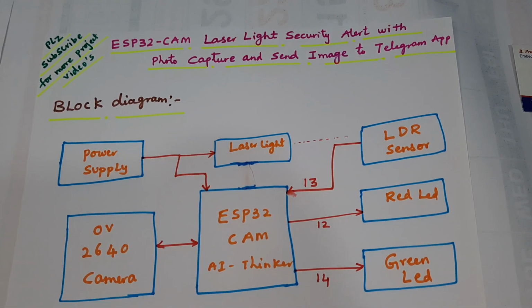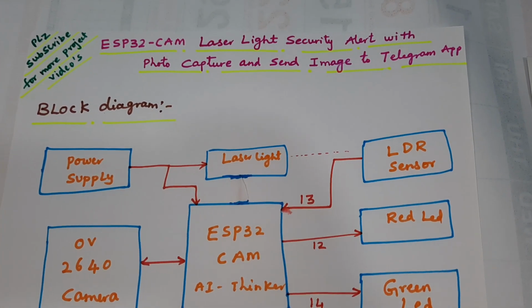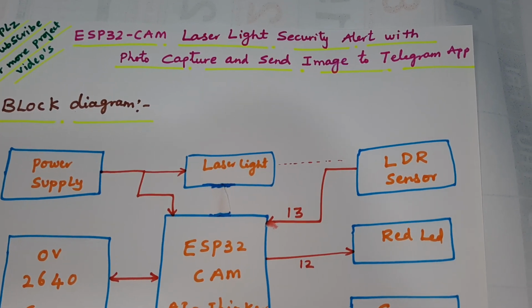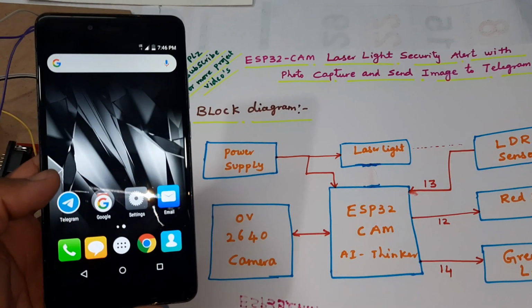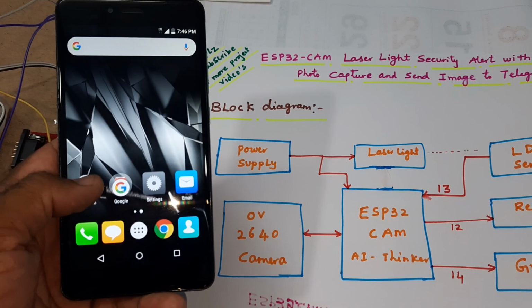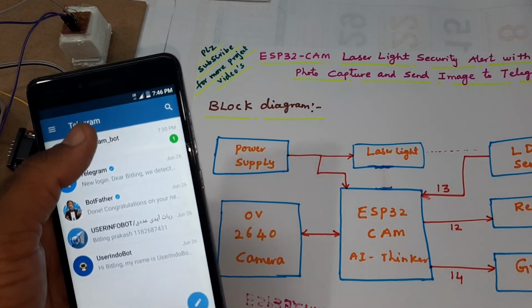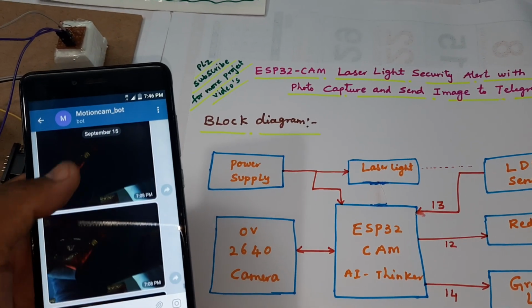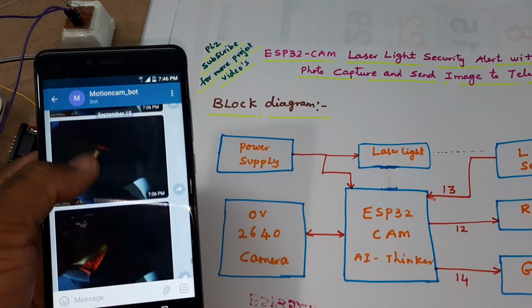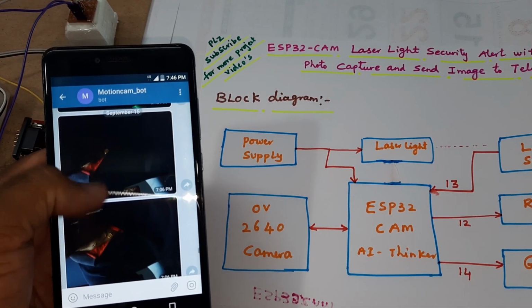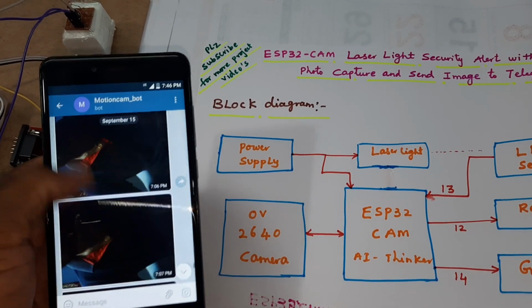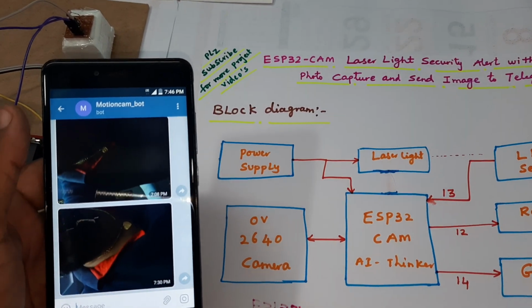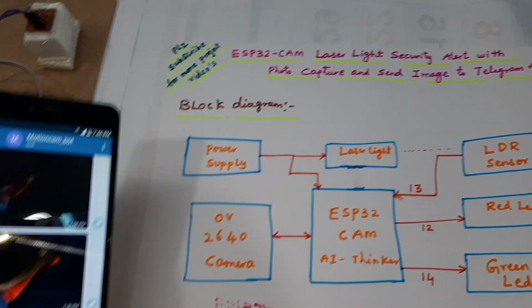The project title is ESP32 CAM Laser Light Security Alert with photo capture and send image to Telegram app. Here we are using the Telegram app for motion alerts and theft photos. If anybody enters the house, we will get the theft photos on the Telegram app.